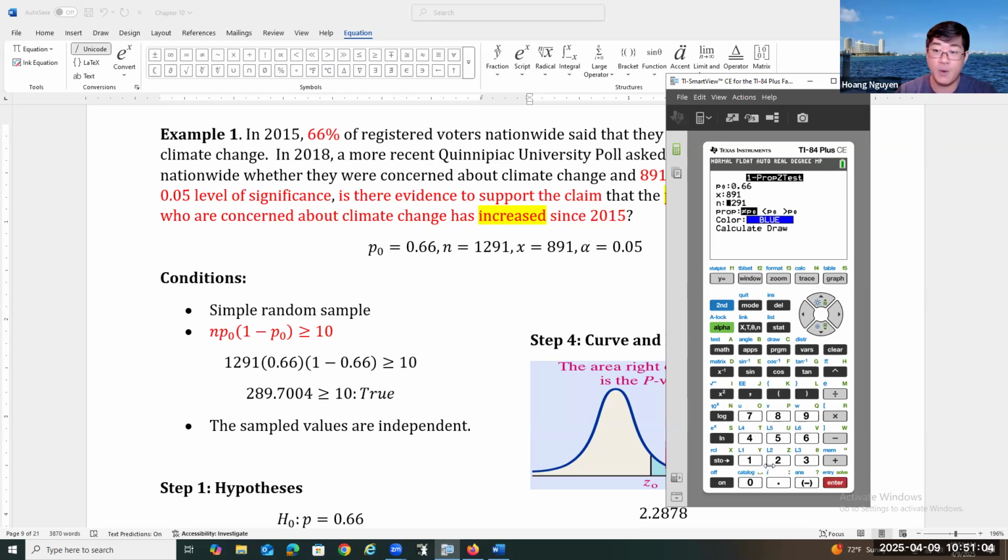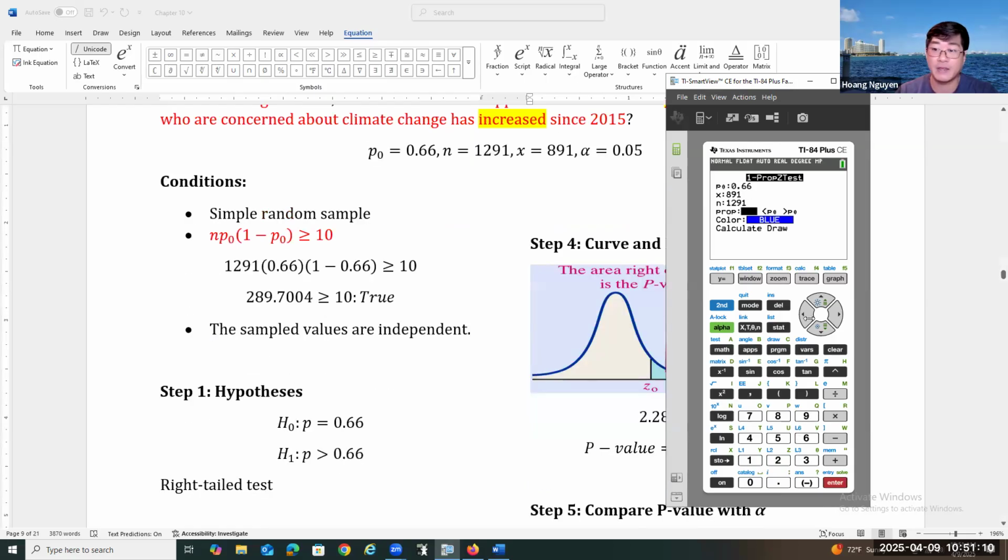And then n is equal to 1291. For the alternative hypothesis, we're going to get the right tail test. So make sure that you go to the right tail test and hit the enter key to highlight that option. So this is what you need to input on the calculator.